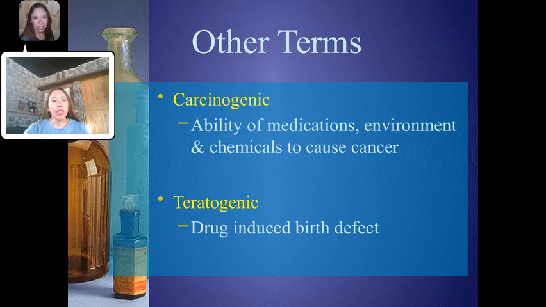When administering medications to your patients, you do need to recognize some other terms. Carcinogenic, this means that some medications, the environment, and other chemicals could have the potential to cause cancer. So do recognize some medications could actually lead to cancer. Another term is teratogenic, and this means that a medication or a drug can induce birth defects. In your drug guide, they used to have listed specifically on the medications the pregnancy category or the pregnancy class, and this would then tell us the ability of the medication to cause harm to the fetus.